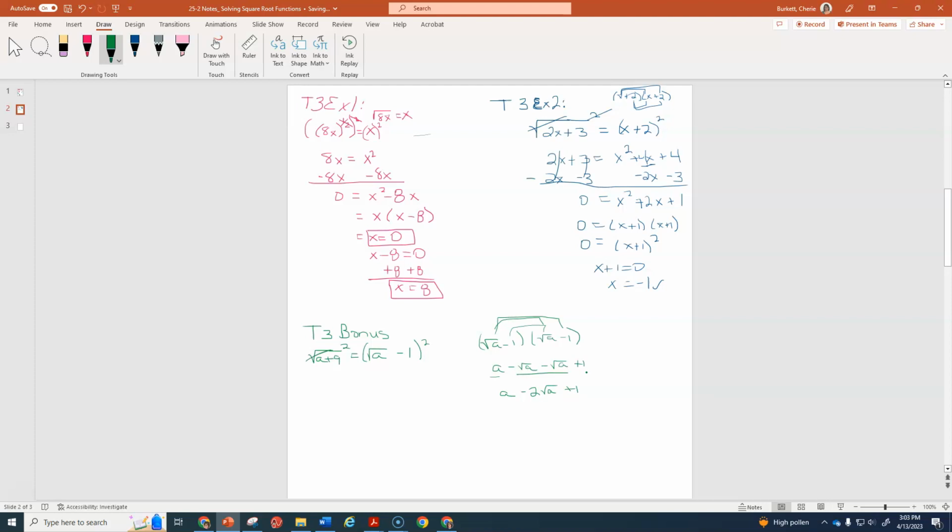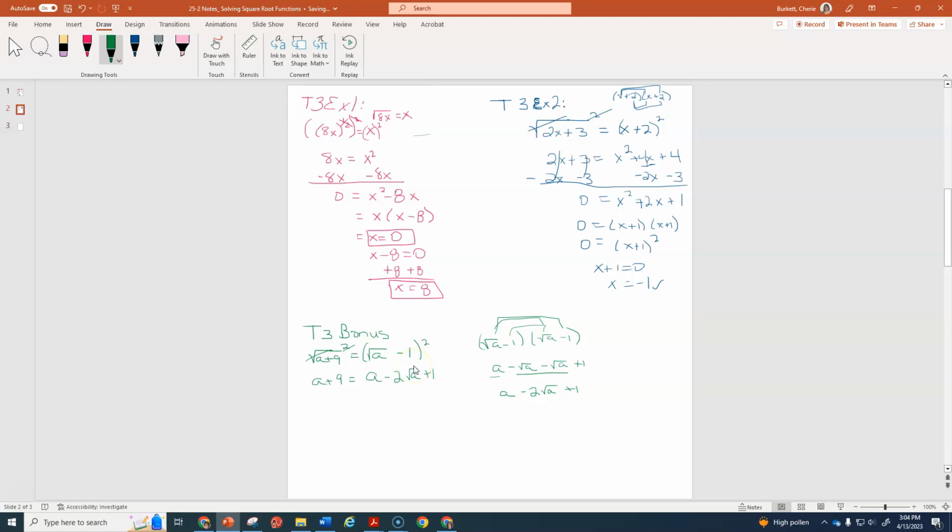So on this side, my radical and my square cancel out. I'm left with a plus 9. And on this side, I'm left with a minus 2 square roots of a plus 1. Now this is where I said it's like having to do the problem again, because we still have a radical in it. And this time we should be able to isolate the radical. So I'm going to try to get this radical all by itself.